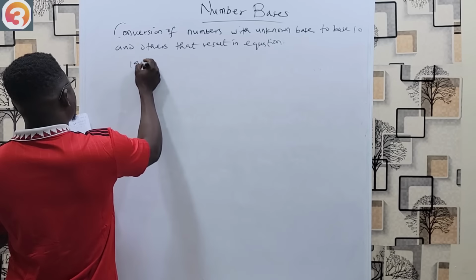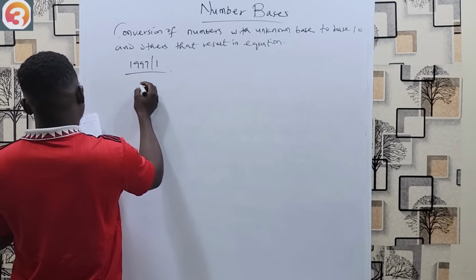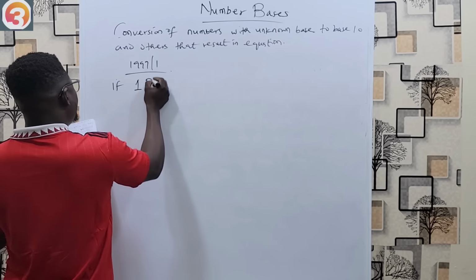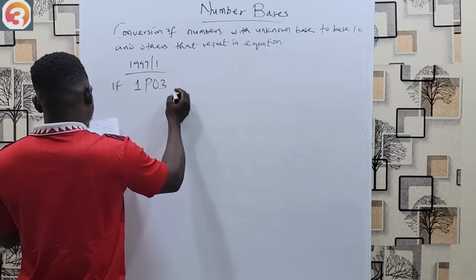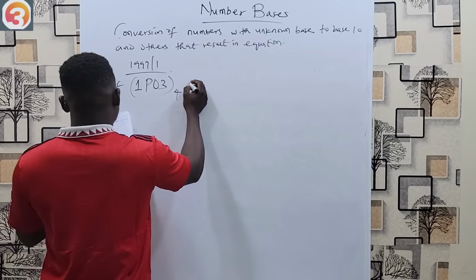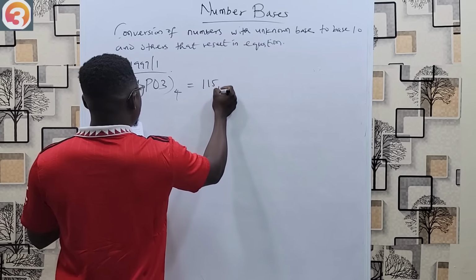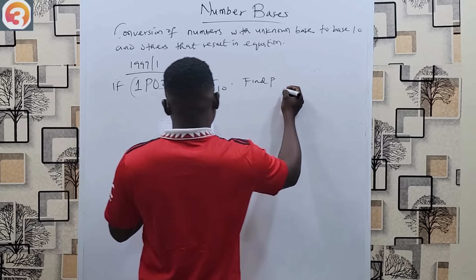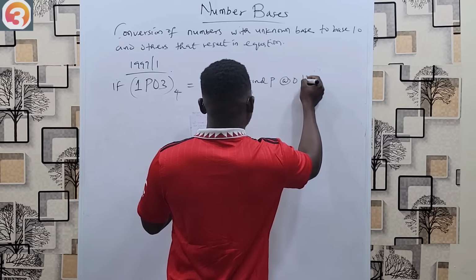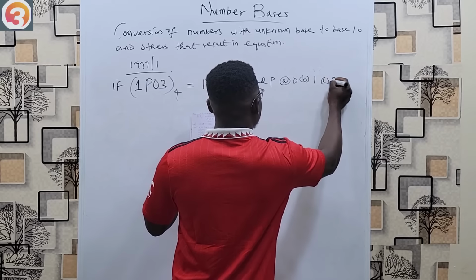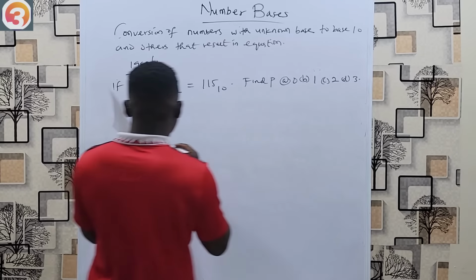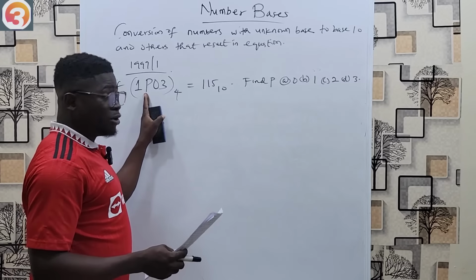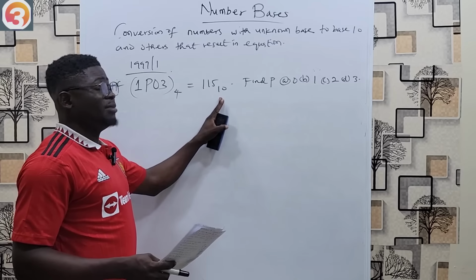1997 question 1. They said if 1P03 base 4 is equal to 115 base 10, find P. We're given options: A is 0, B is 1, C is 2, D is 3. So if 1P03, this is a number in base 4, is equal to 115 base 10.